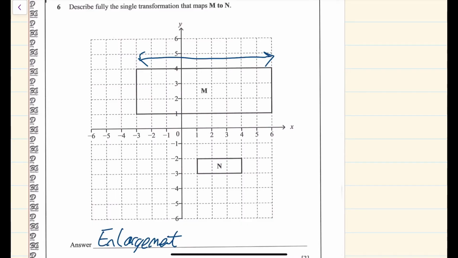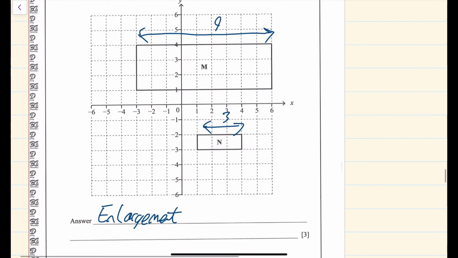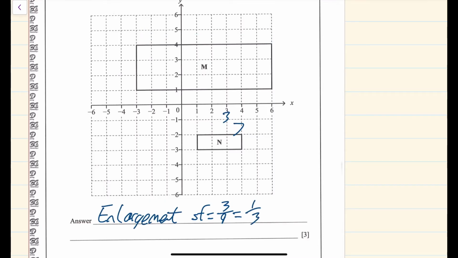That is 1, 2, 3, 4, 5, 6, 7, 8, 9 squares long. And this is 3 squares long. So the scale factor is the image length divided by the object length. So 3 over 9, which is 1/3. Mathematically, it's called an enlargement. We're actually making it smaller to get from M to N.